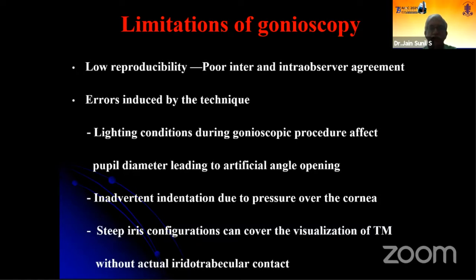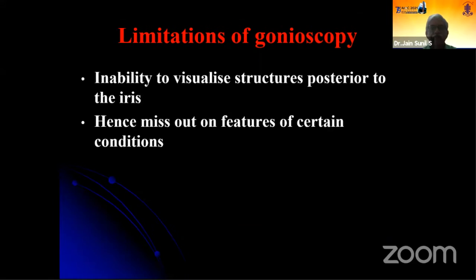Sometimes you may not be able to visualize the angle structures properly. Because of corneal indentation, the folds might cause the angle structures again not to be visualized clearly. Also, there is the inability to visualize structures which are posterior to the iris, and hence you could miss out on certain features and certain conditions.